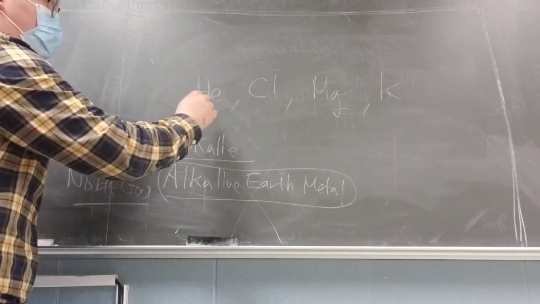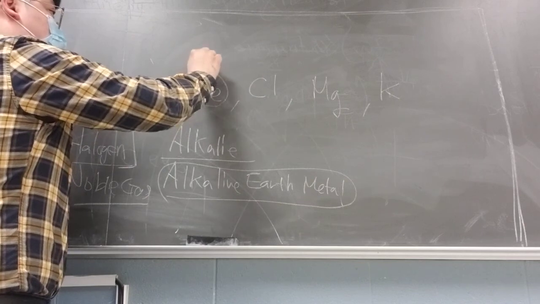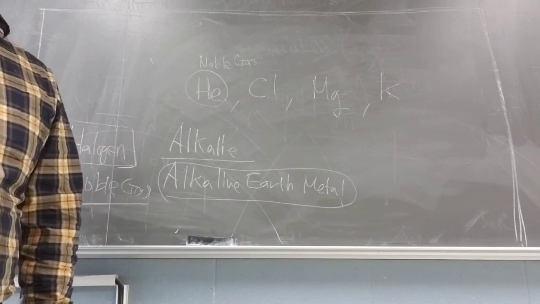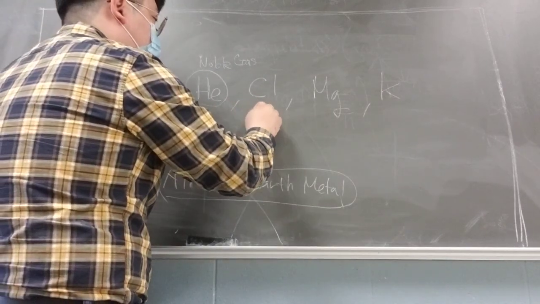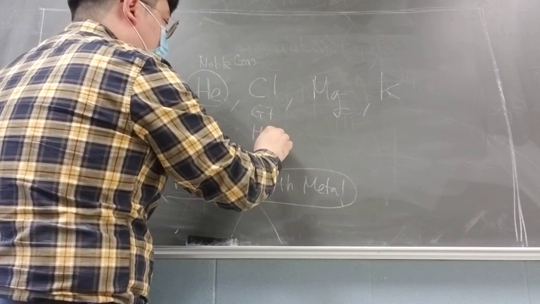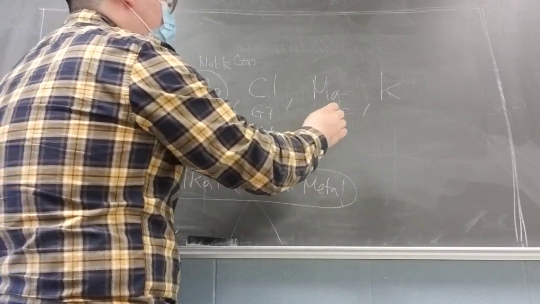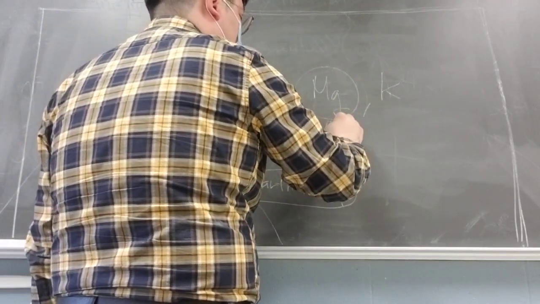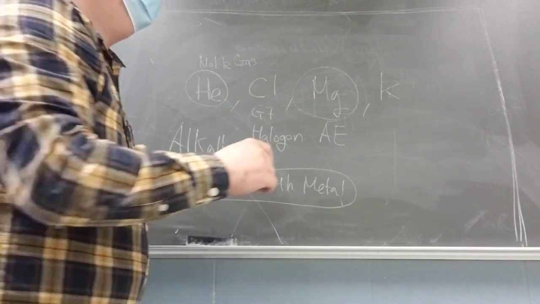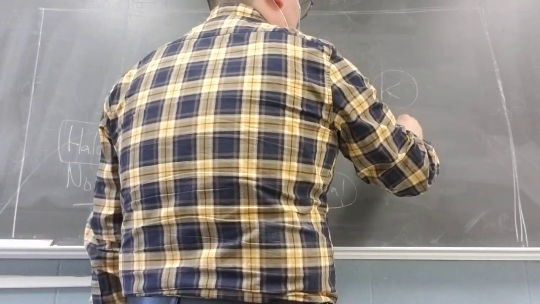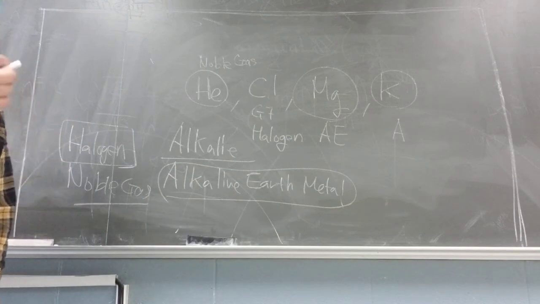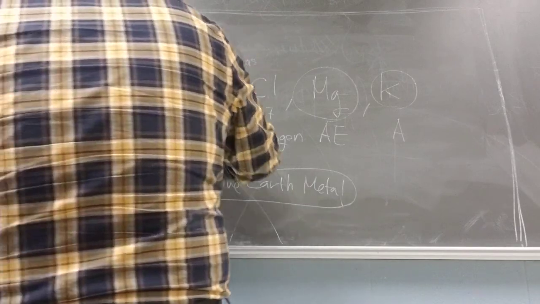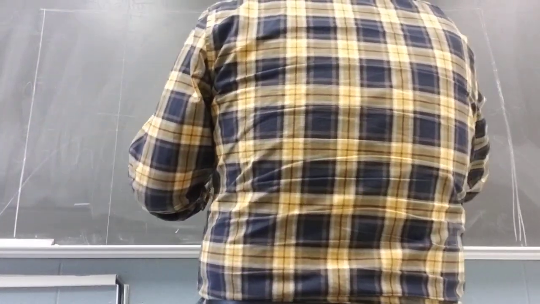Okay, so the helium is what? Noble gas, right? This is in the last column. If you look at the chlorine, is in second last column, so it'll be group 7. So that is a halogen. Okay. So if you look at the magnesium, it's in group 2, second column, so it'll be alkaline earth metal. And then potassium is in group 1, so it'll be alkali metal. Just look at the periodic table and try to find them on where they are.